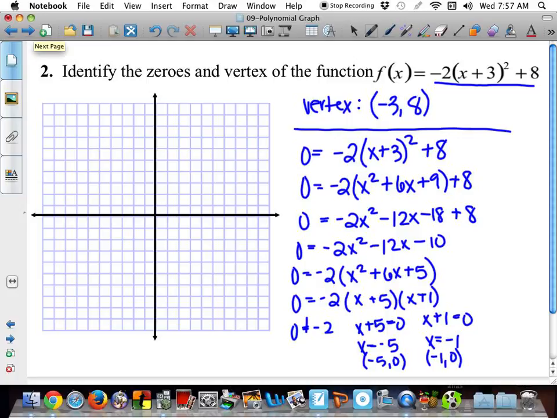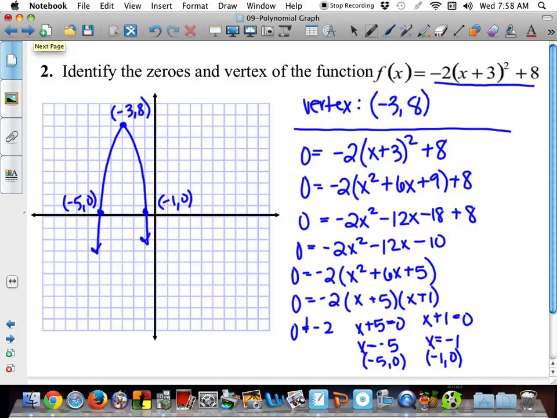So again, just go ahead and sketch the graph with this information. We're going to start with -3, 8, -1, 0, and -5, 0. Also, label your ordered pairs. So it was -1, 0, -5, 0, and -3, 8.